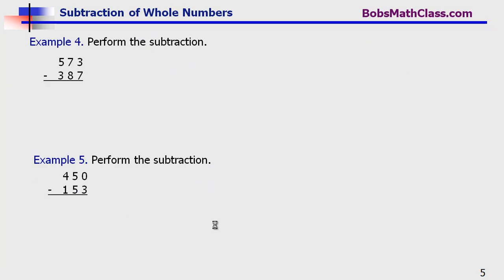All right, let's do another problem. Perform the subtraction. 573 minus 387. You may want to pause the video, work it out on your own, and then come back when you're done.